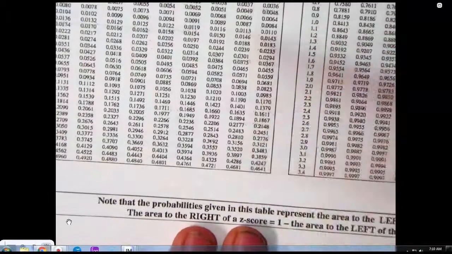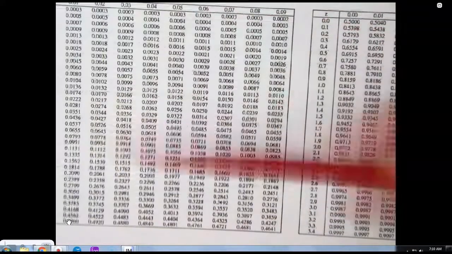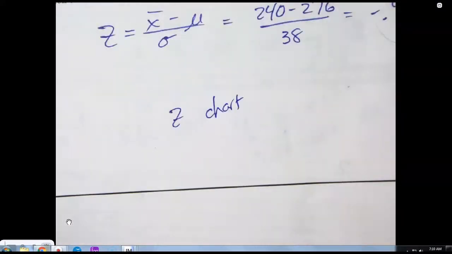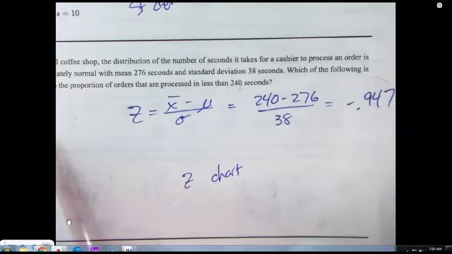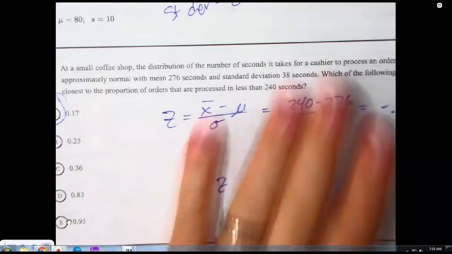And then the numbers in here are percents below. So these are percents, and they're percents that are less than the z-score. Because that's what they're asking us for, we just read that number. If it said more than, then you would flip this around and you would make this 0.83.